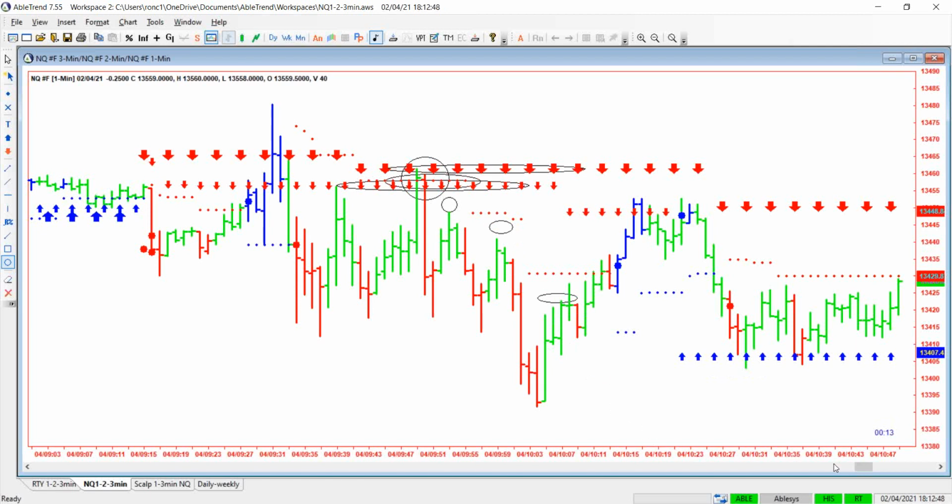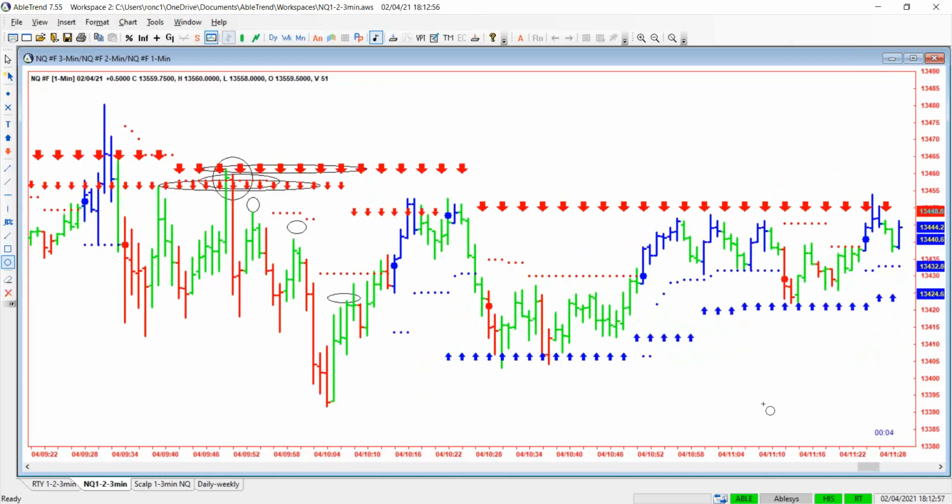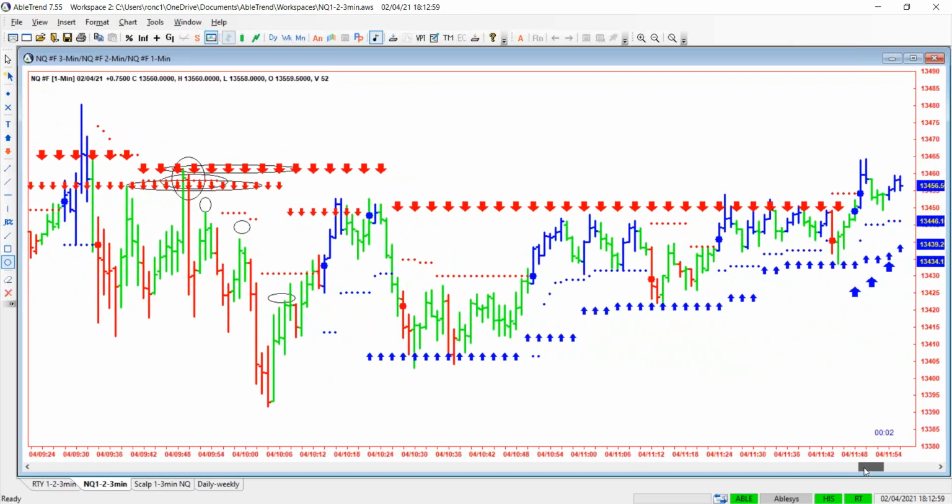So that, again, for an aggressive AbleTrend trader who gets in at support or resistance, which are the lowest risk places to get in, that would have been a great start. But I'm not going to count that.